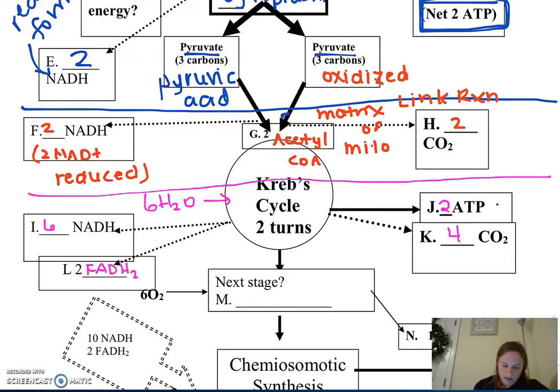And those are the totals when you have 2 turns. In order for a Krebs cycle to be considered fully done, you need to have 2 turns of that cycle, because remember, for each glucose, I'm going to get 2 pyruvates.